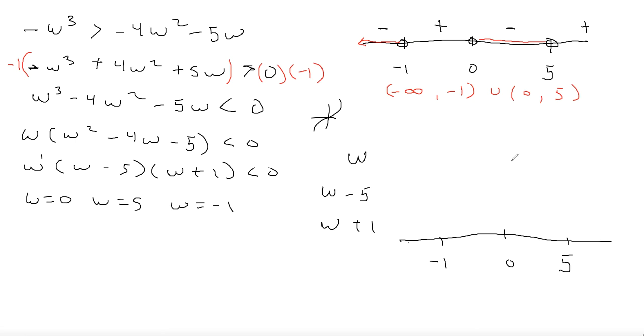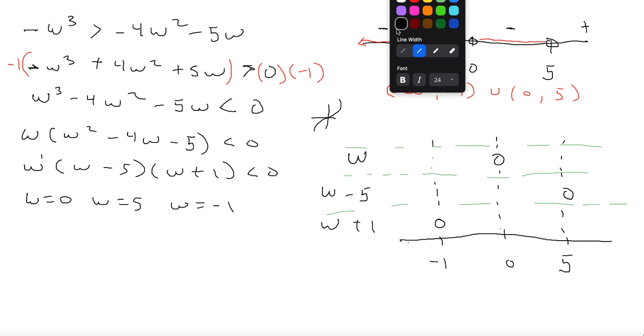So w is 0 at 0. W minus 5 is 0 at 5. And w plus 1 is 0 at -1. And so that divides this number line up into these same 4 regions that we saw up here. And then let me make this feel more like the columns and rows that it is.